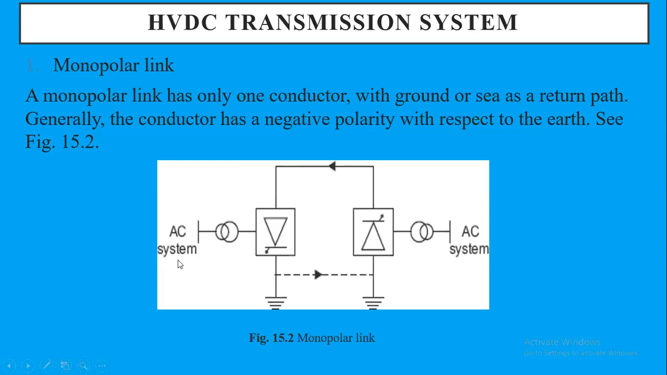So how do we convert AC to DC? First, we have an AC generator which produces electricity. We need to step up that voltage with a transformer from lower to higher voltages.